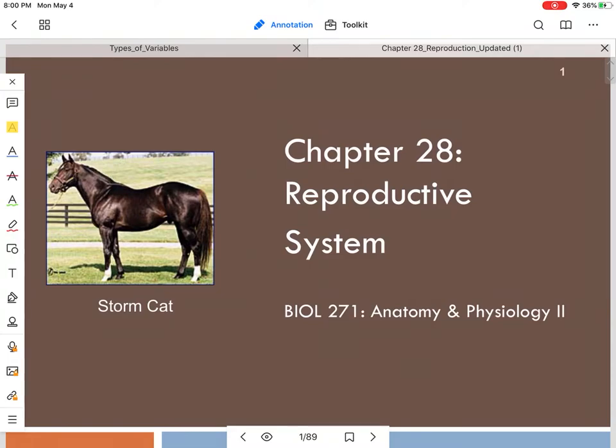Hello, here we are for our last chapter, the reproductive system. Some might say we saved the best for last. So here we go. In case you're wondering, the reason I have a horse here is because Stormcat is one of the most famous studs of all time.